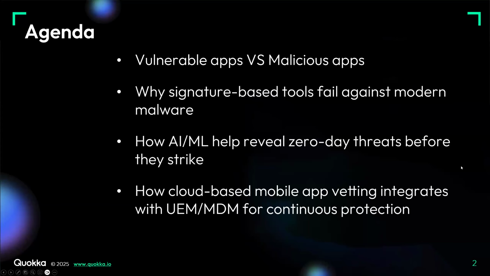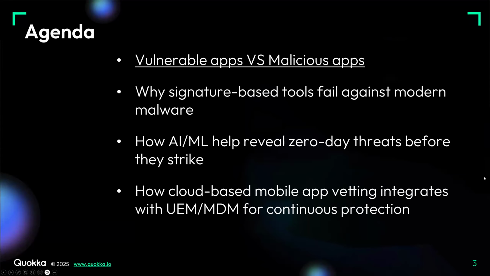So these are the things that we'd like to talk about. First of all, what's the difference between a vulnerable app versus an actually malicious app? Which dovetails into why signature-based tools really fail against modern malware. And I have some very specific examples of the picture as it is today compared to even a year ago. Then we'll show you how AI and machine learning helps to reveal these zero-day threats before they strike, or before they affect you and me, mobile users, us all. And finally, how a cloud-based system for vetting can integrate into your enterprise MDM or UEM environment and provide continuous protection. And that's really the important part, right? How do we protect ourselves?